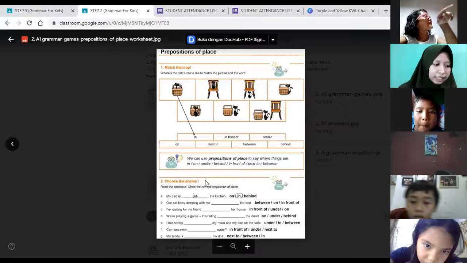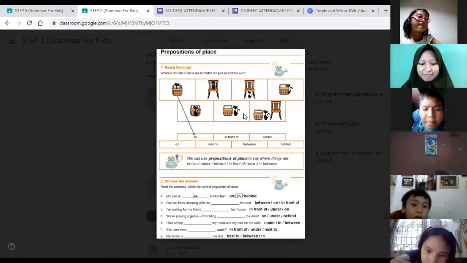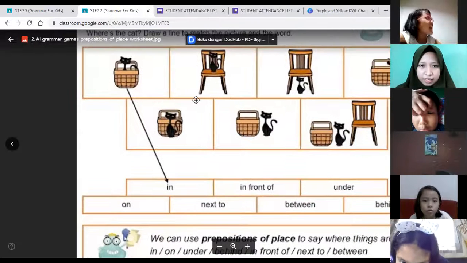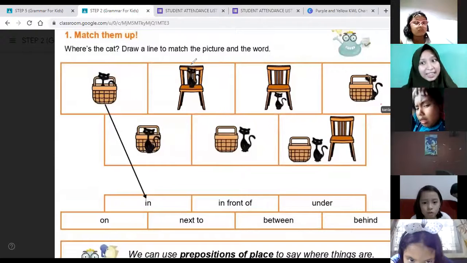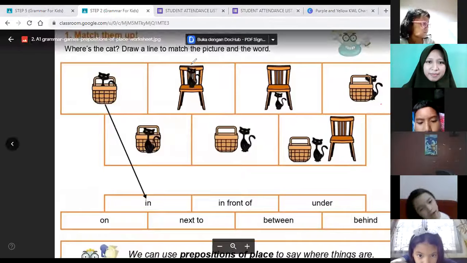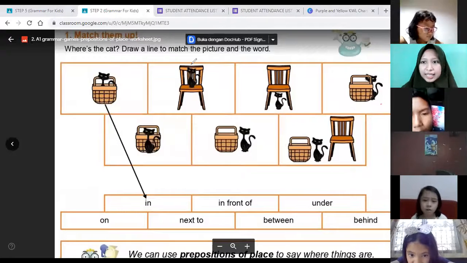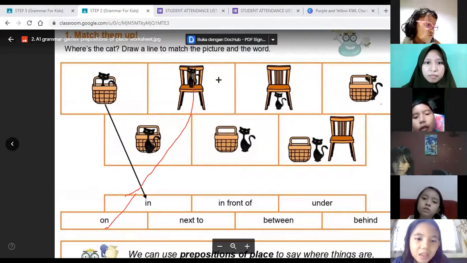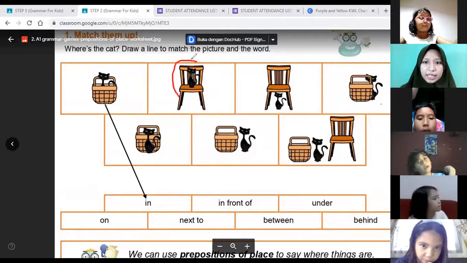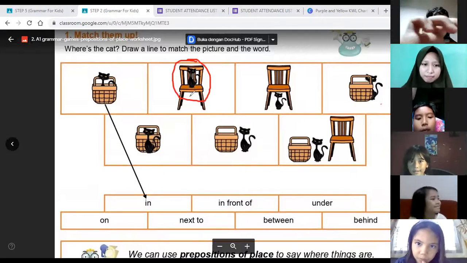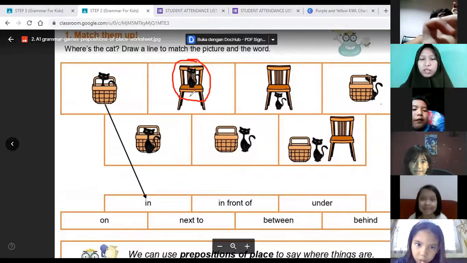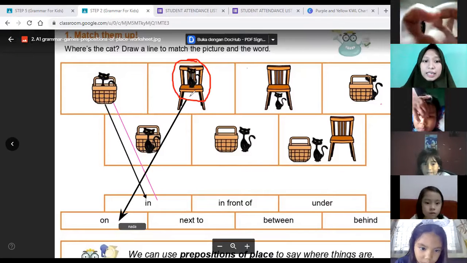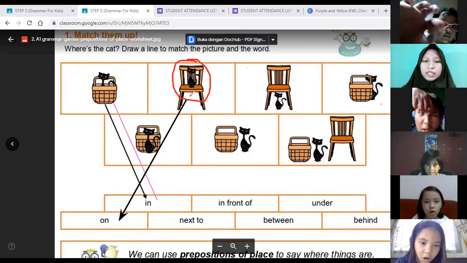Okay, our lesson today is about this one. So let's match them, everyone. Where is the cat? Let's see here. The cat is on the tree. Okay, let's see this cat, everyone. Where is the cat? Okay, the cat is on the chair.